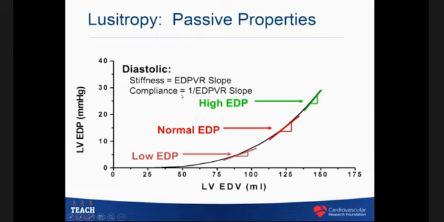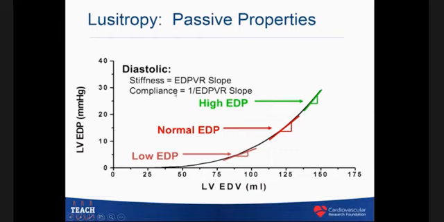Now, what is the compliance? As the volume increases, the pressure increases. So this ratio is called the compliance. The stiffness is just the other part of the ratio. If you get the end diastolic pressure volume slope and inverse it, 1 by stiffness will give the compliance. So basically it is the same thing. As the stiffness increases, the compliance decreases.